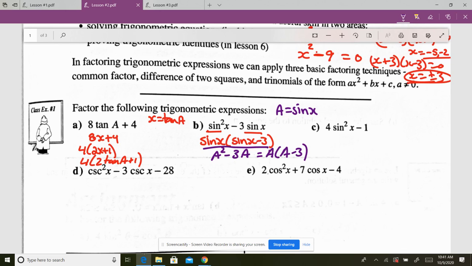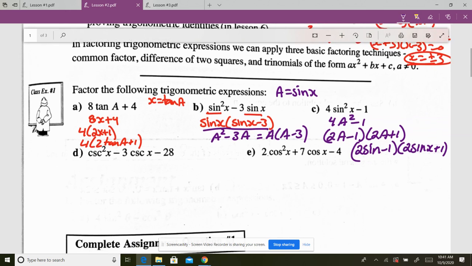Okay? It's the same as, we'll use a here. So it's the same as this, which would then turn into 2a minus 1, 2a plus 1, and then sub back in what sine is. So it's 2 sine minus 1, 2 sine plus 1. Okay? The trig functions make them look weird, but you'll get used to it.